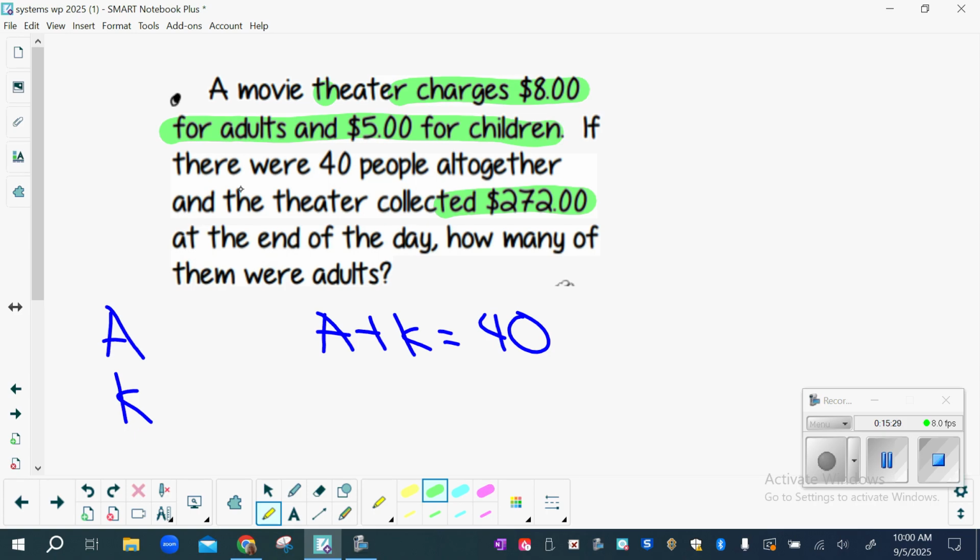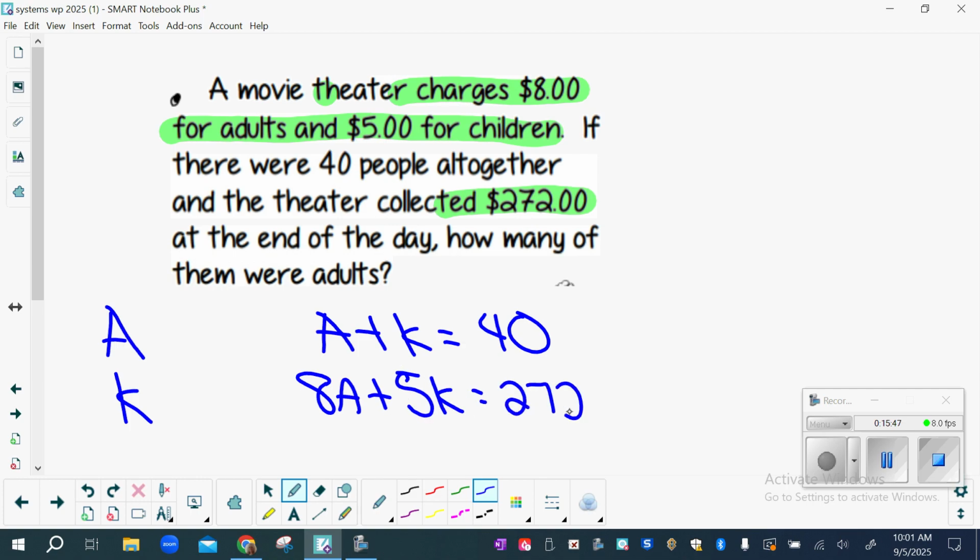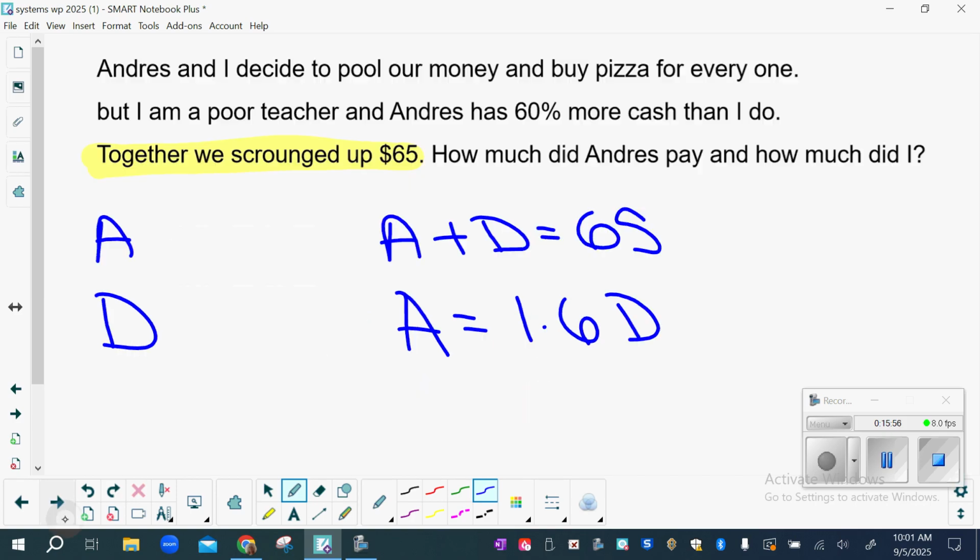Each adult brings in $8. Each kid brings in $5. You're going to get $270. 8 adults plus 5 for kids equals 270. Are we cool? Okay. We're going to set up one final one, and then I'm going to tell you what you're doing for work, and then it's Friday.